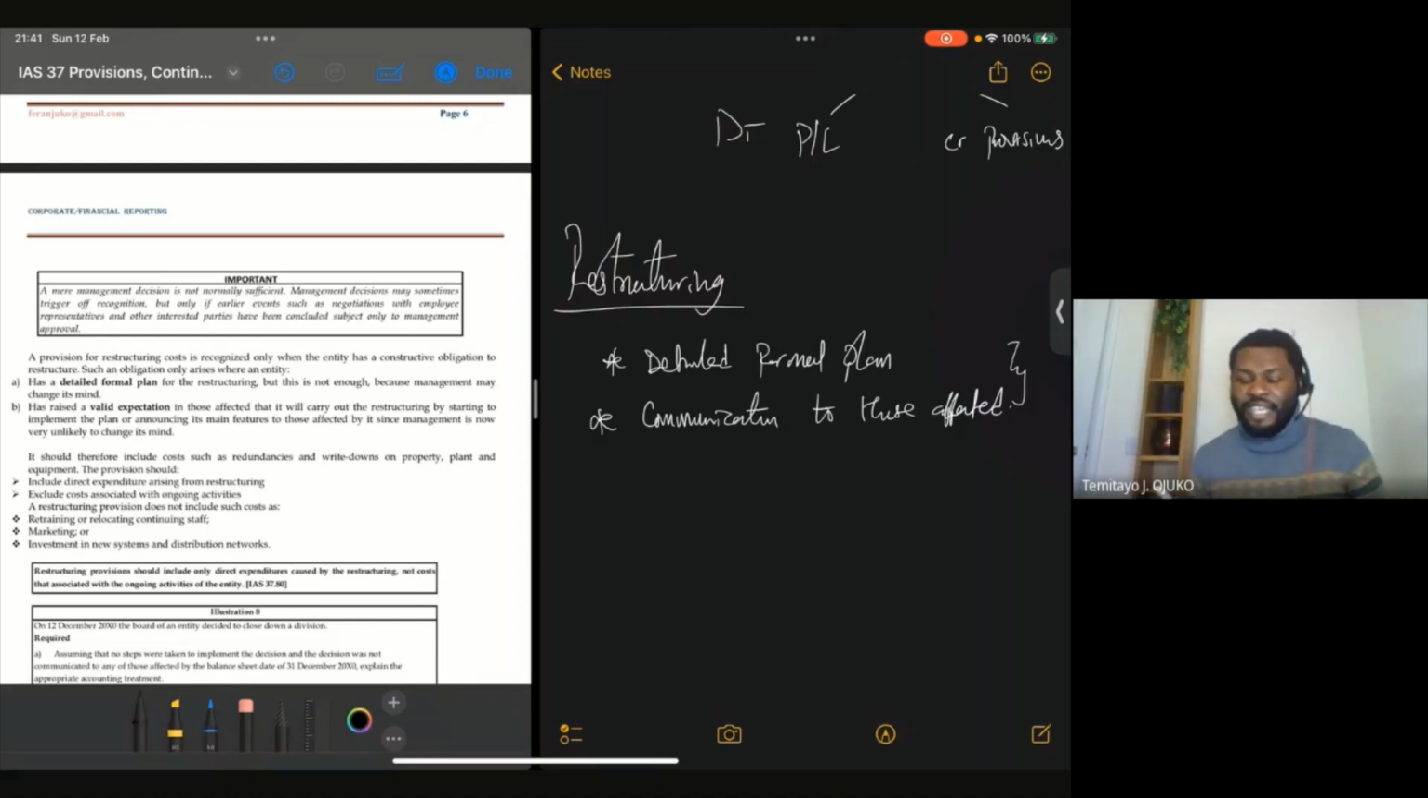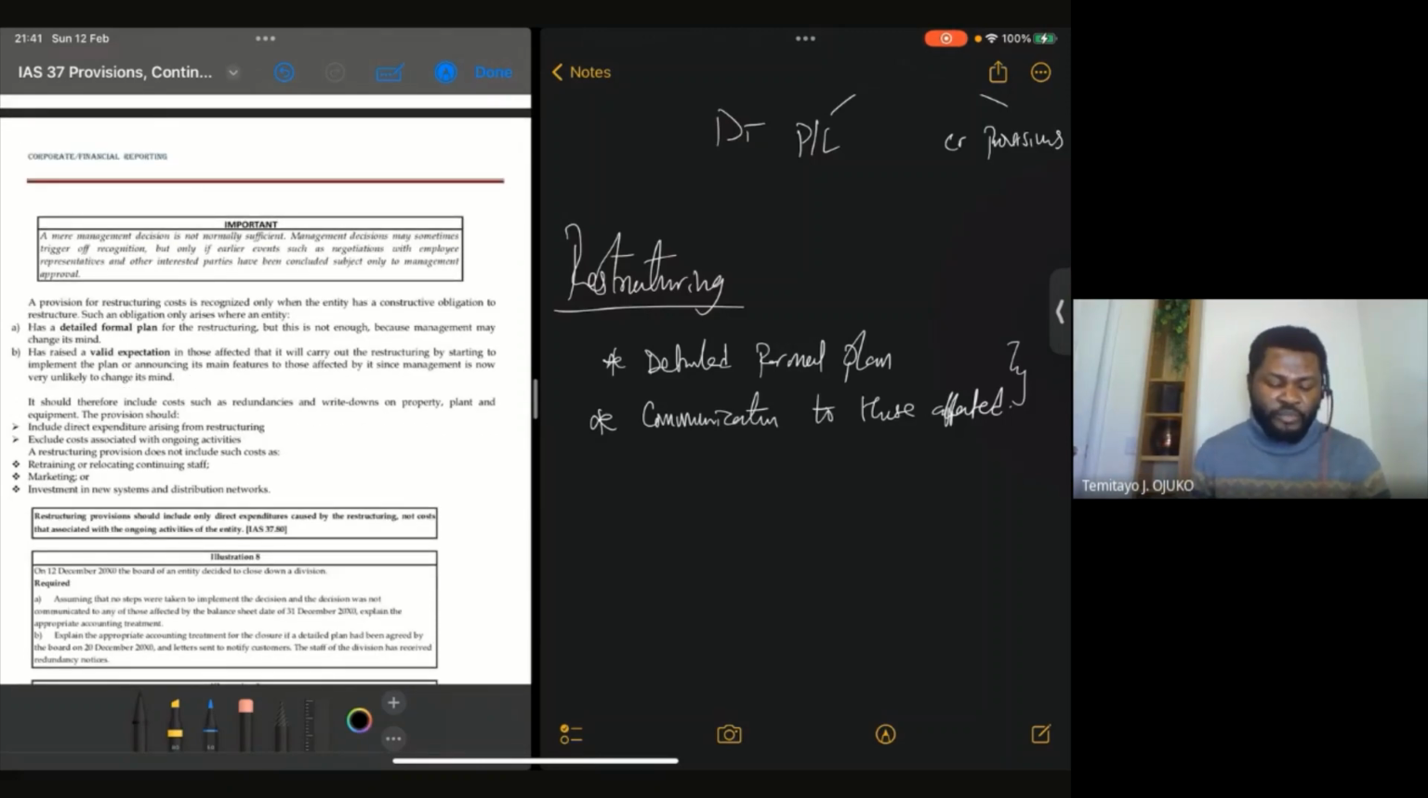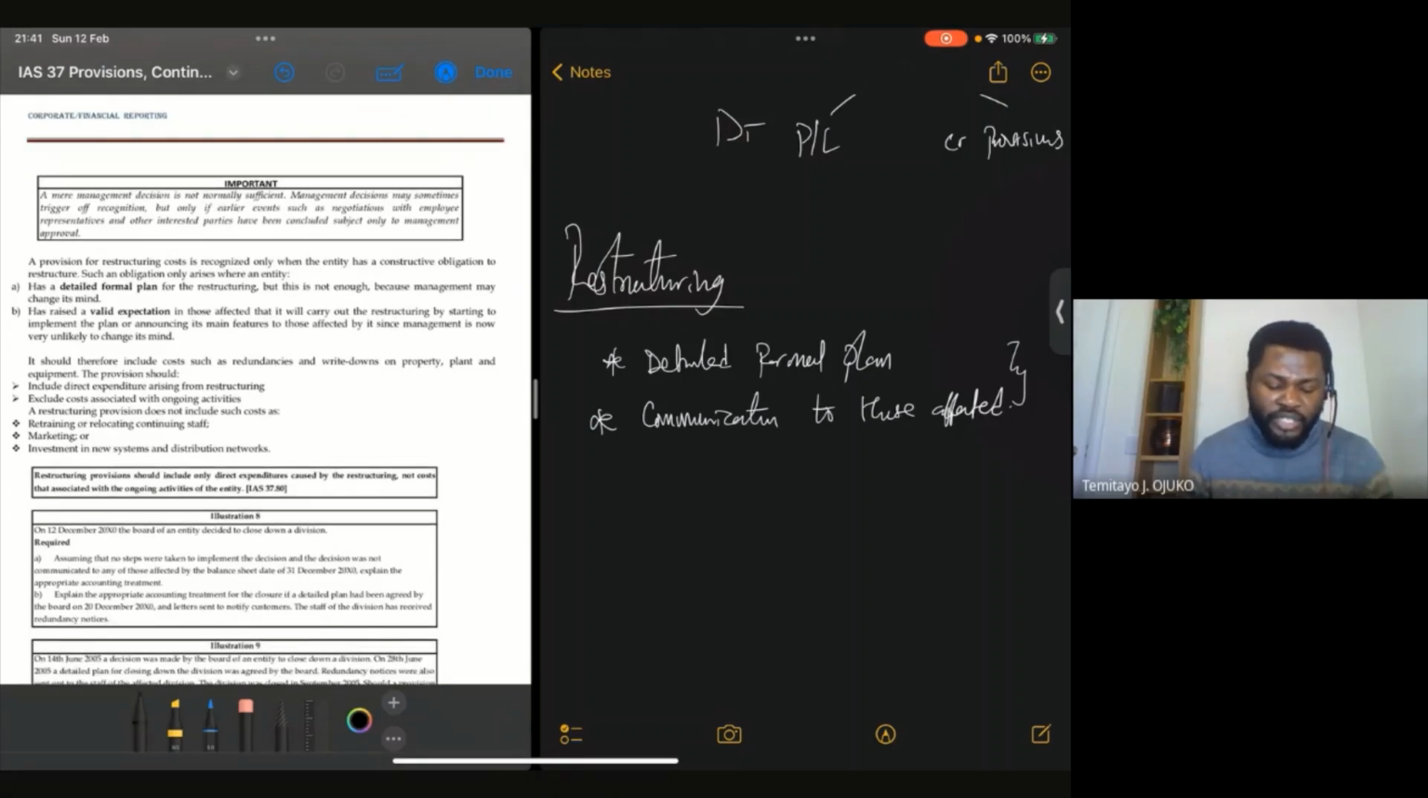Now, we are not saying that in cases where there has been communication with those affected in the first place, but the communication is subject to the approval of management, then if management approves at that point, it becomes an obligation. But if there was no communication in the first place with those affected by the restructuring, and management just decides that we are going to have a restructuring, then it doesn't trigger a liability until those affected are communicated to. Okay. The provision for restructuring is recognized only when the entity has a constructive obligation to restructure. We've already said that. There's a detailed formal plan and there's a valid expectation in those affected that it will carry out the restructuring.